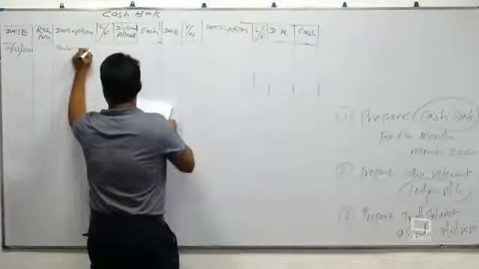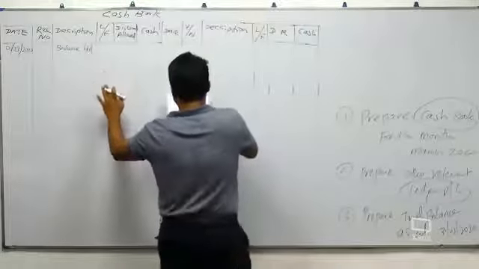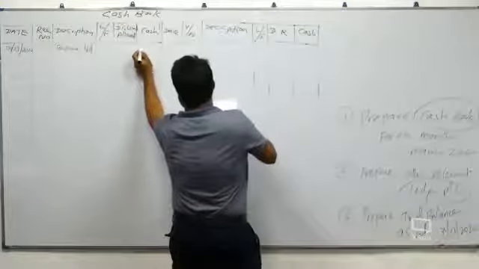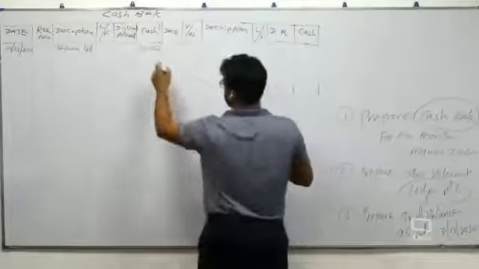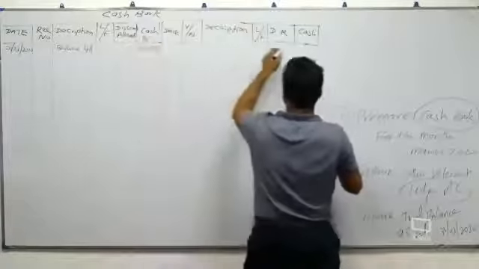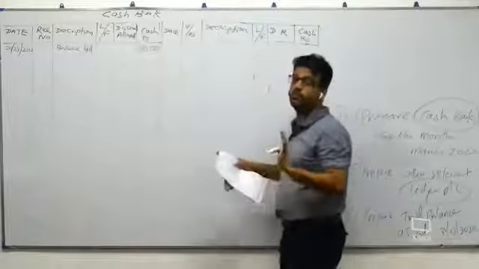brought down or brought forward, you can say. Opening balance that you have, 80,000. Opening cash balance given, 80,000 rupees. Rupee signs, if you want, you can write it down. 80,000 amount opening balance given.